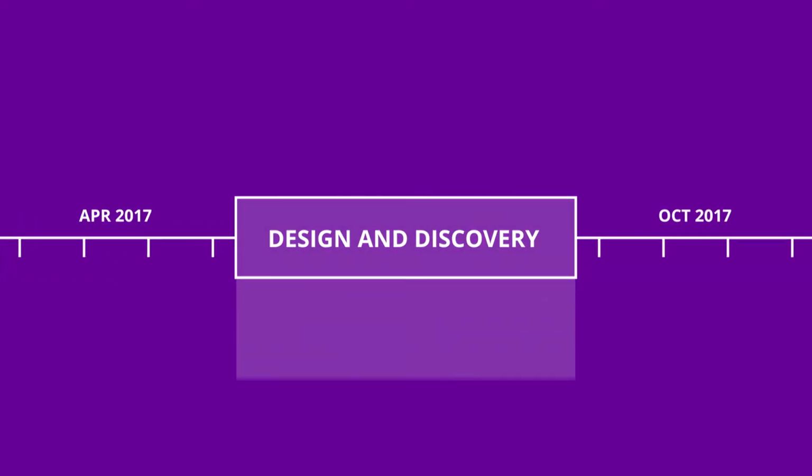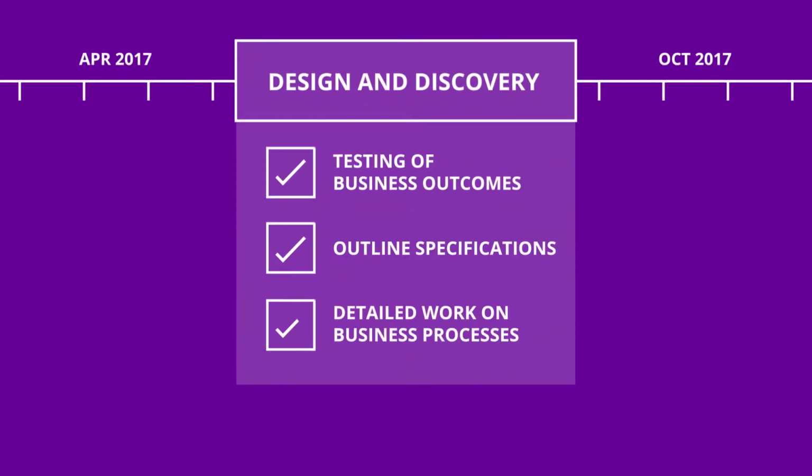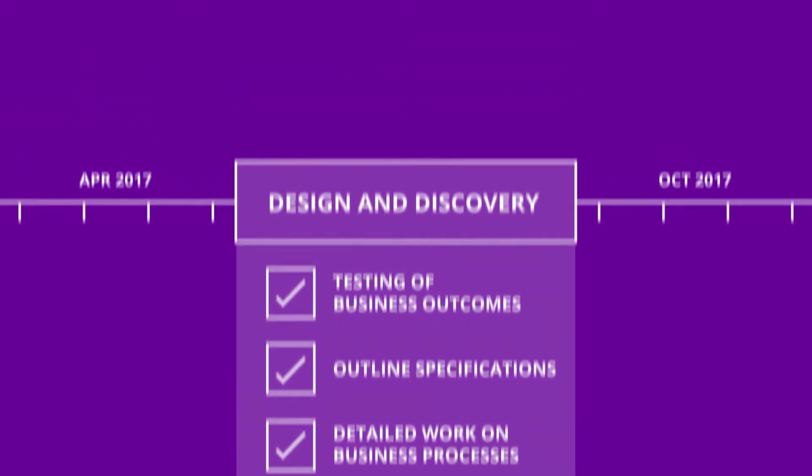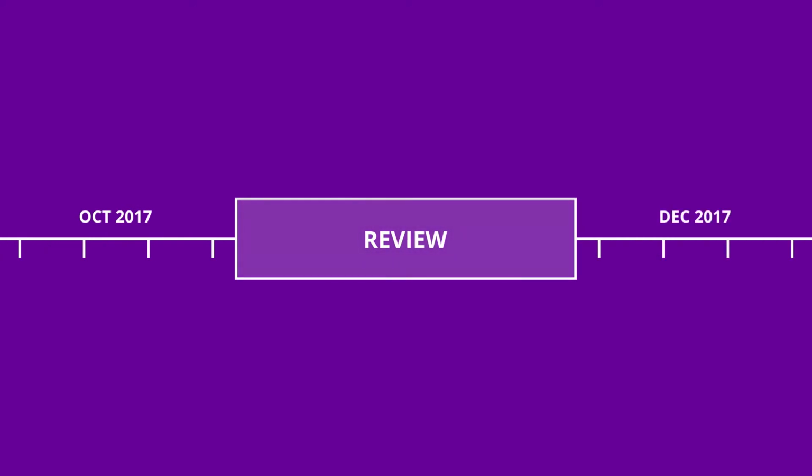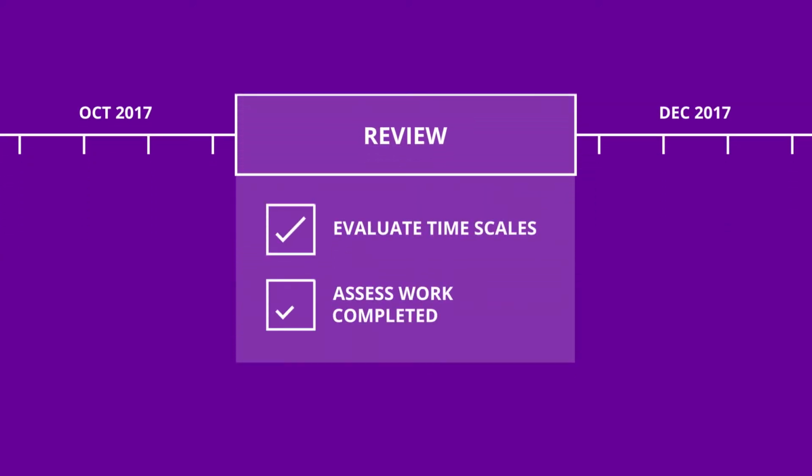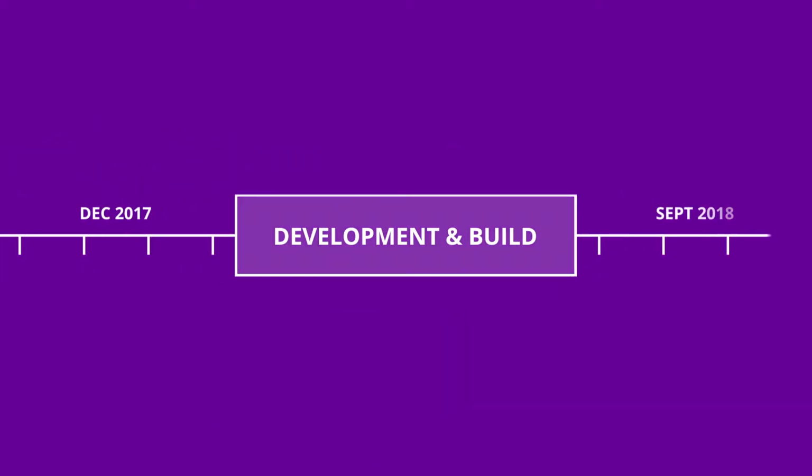This involves determining the detailed business outcomes and developing the business processes. At this stage, the ongoing plan will be reviewed to evaluate timescales and assess work complete. Once the review's been completed, the new IT architecture will be developed and built.